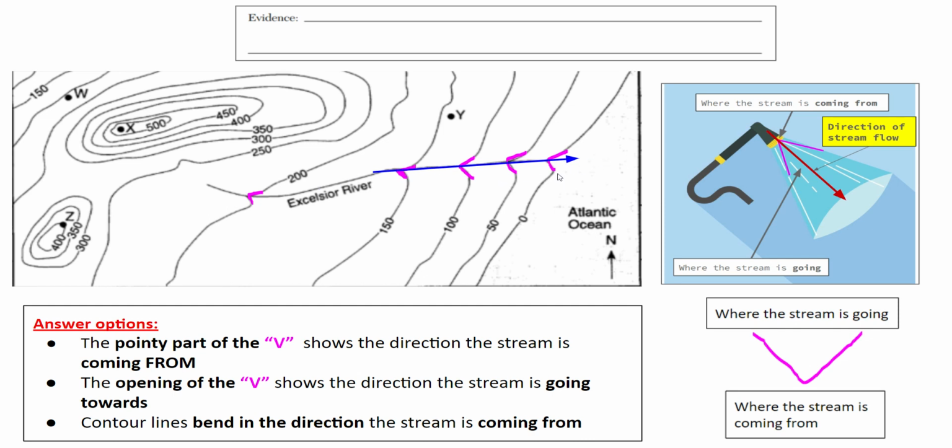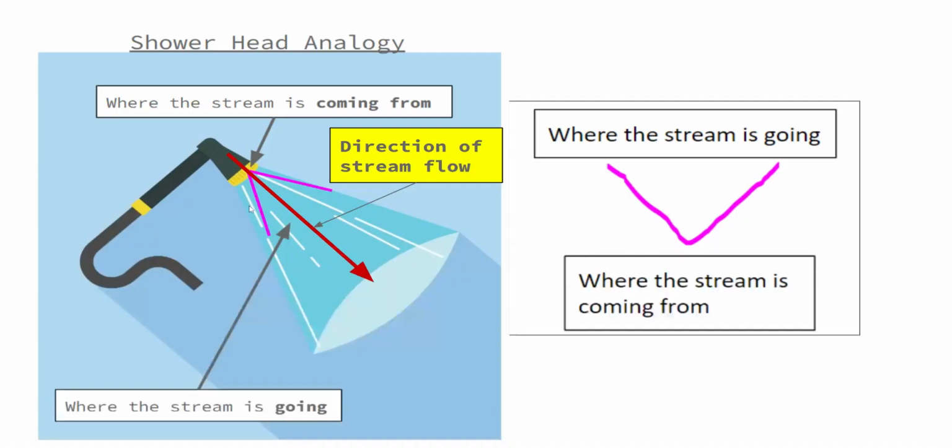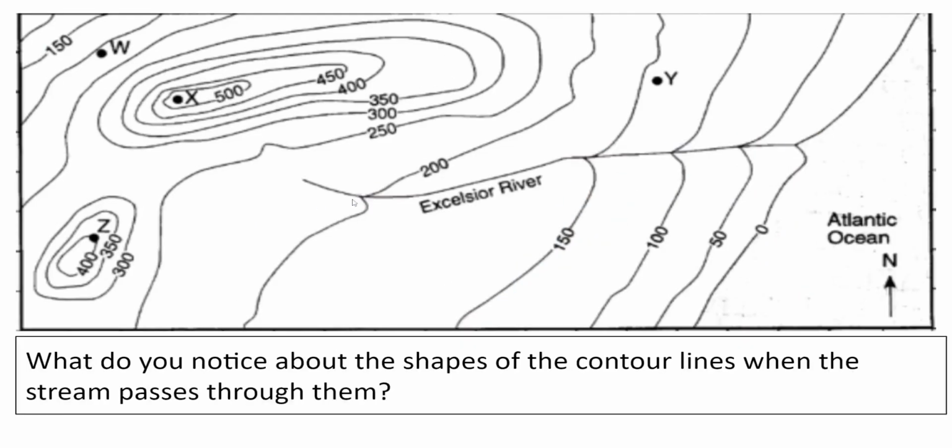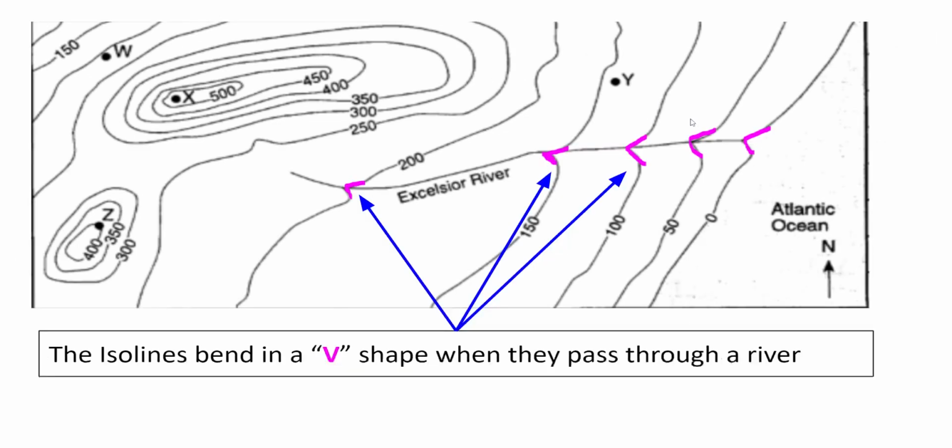And the river would normally flow towards the ocean. Finally, another option would be contour lines bend in the direction the stream is coming from. Notice that the contour lines are bending in the direction that the stream is coming from.